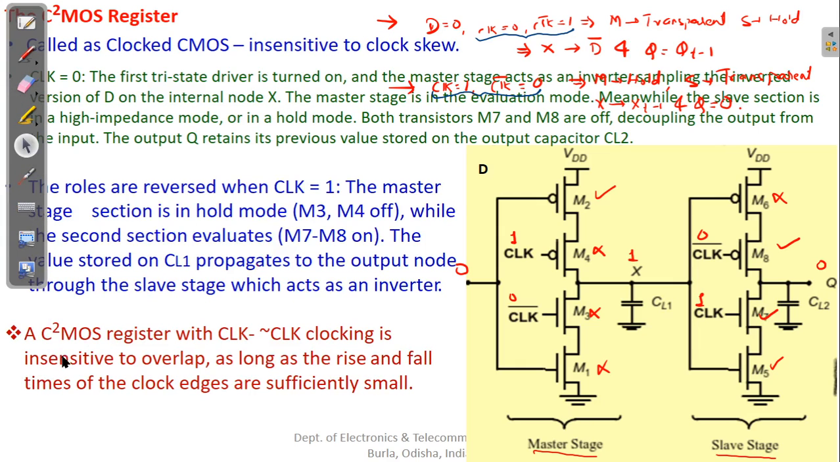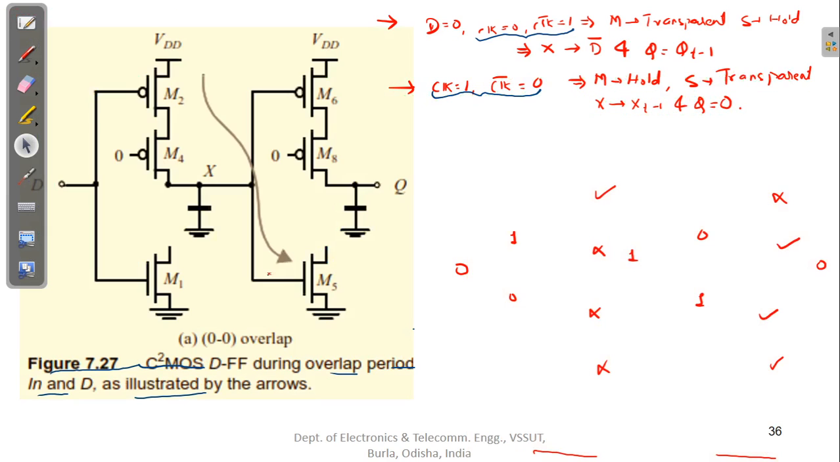Now this C2MOS register with clock and clock bar. Clocking is insensitive to overlap. This is actually insensitive to overlap, as long as the rise and fall time of the clock edges are sufficiently small. Under this condition, the rise and fall time of the clock edges should be sufficiently small. So just to illustrate how this C2MOS register is insensitive to clock skew.